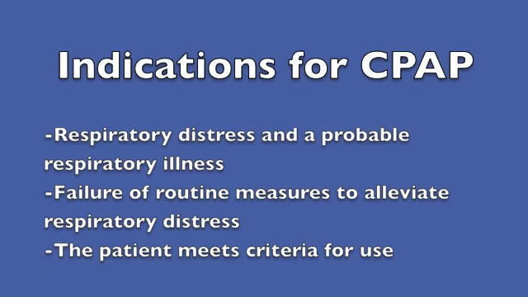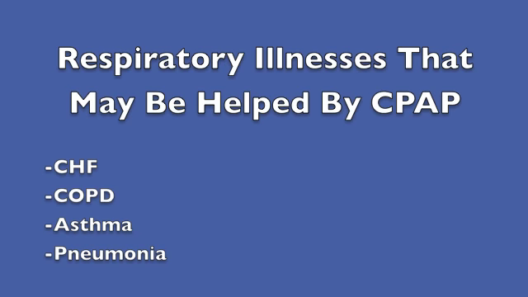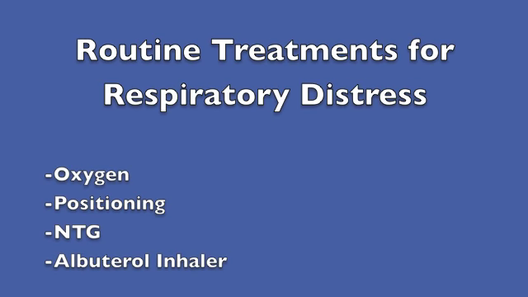Indications for CPAP include respiratory distress and a probable respiratory illness, failure of routine measures to alleviate respiratory distress, and the patient meets criteria for use. Respiratory illnesses that may be helped by CPAP include congestive heart failure, COPD, asthma, and pneumonia. It's important to remember that routine treatments for respiratory distress should be attempted first. Those include oxygen, positioning of the patient, nitroglycerin when indicated, and albuterol inhalers when indicated.